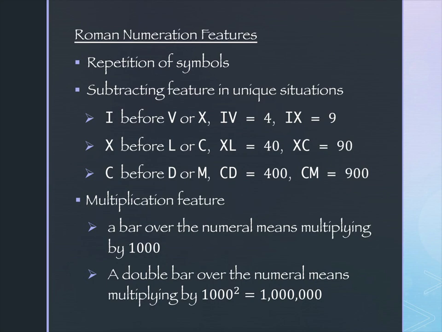So in particular, what have they done? Well, in all 6 of these cases, they've put a smaller symbol in front of a larger one. And that's when we know we have a subtraction feature. Smaller symbol in front of a larger one. But you can't just put any smaller symbol in front of any larger symbol because they didn't do it that way. So we can't change their system and do it that way either. Okay?